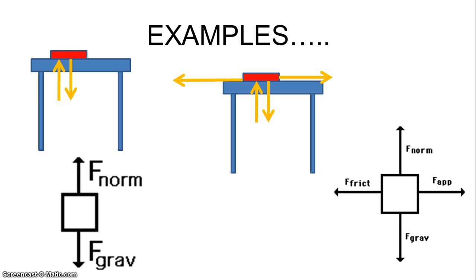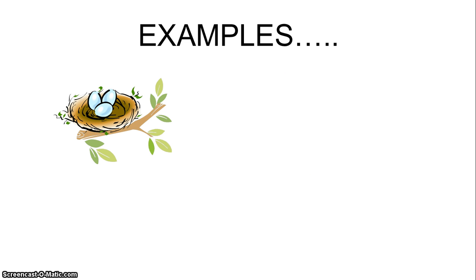Okay, now let us take one more example. Here I have a net in which a few eggs are kept, and suddenly one of the eggs is falling. I want you to pause this video here, try to analyze this system, and try to draw the free body diagram.